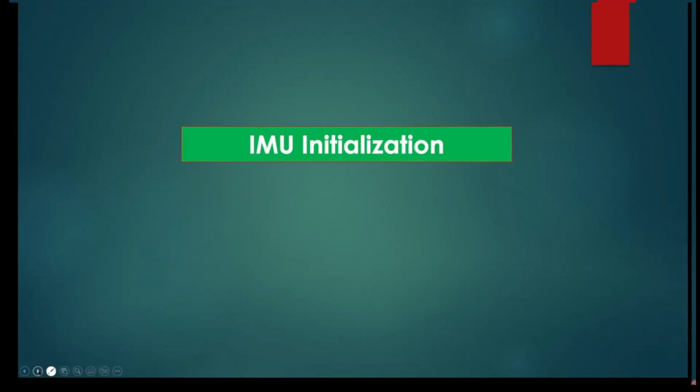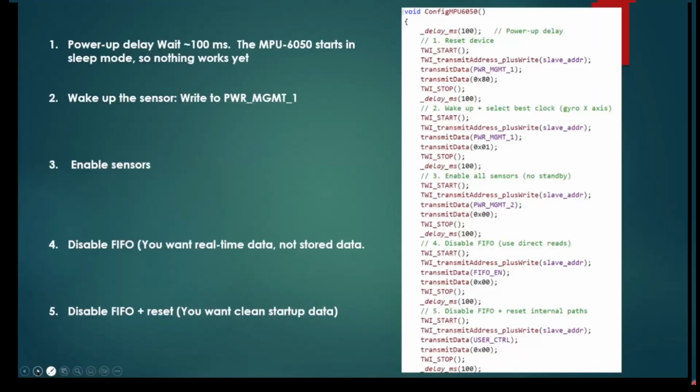So let's go through the code that is going to be required for IMU initialization. What we're going to have to do is power up the unit and wait for a little while. Next, we have to wake up the unit. We're going to have to enable the sensor. We're going to disable the FIFO and also reset the FIFO, the data, to 0. Now let's see why we need to do that, but before, let's see what's the technique.